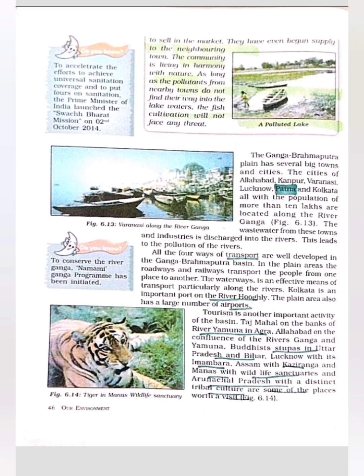There are also a variety of animals found. The Ganga Brahmaputra plain has several big towns and cities. The cities of Allahabad, Kanpur, Varanasi, and Lucknow in UP, Patna in Bihar, and Kolkata in West Bengal, with a population of more than 10 lakhs, are located along the river Ganga. Wastewater from these towns and the industry is discharged into the river. This leads to pollution in the river.